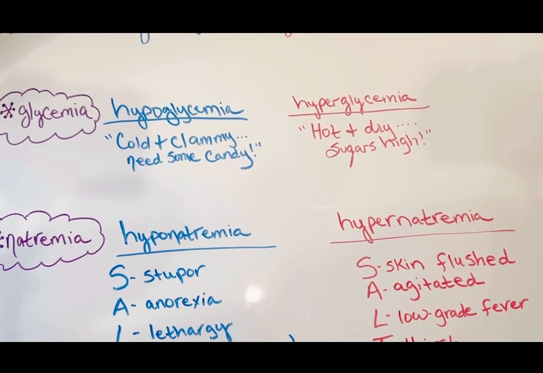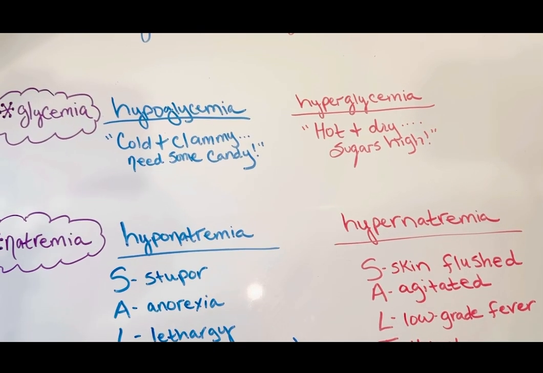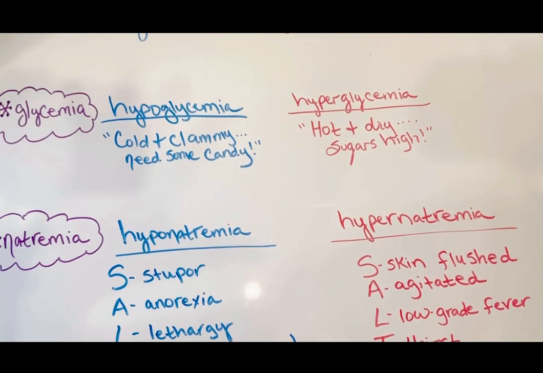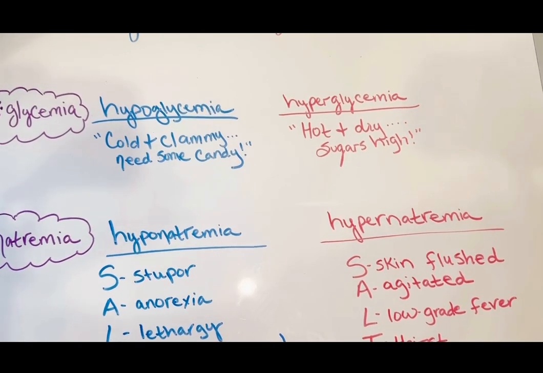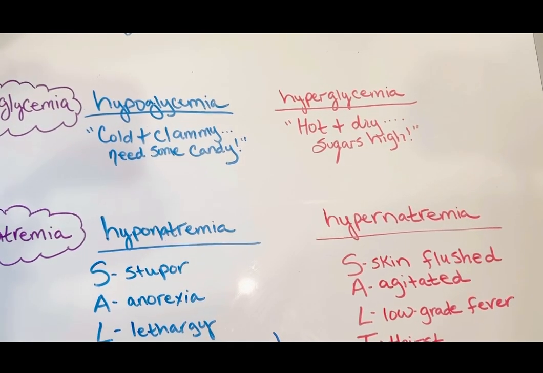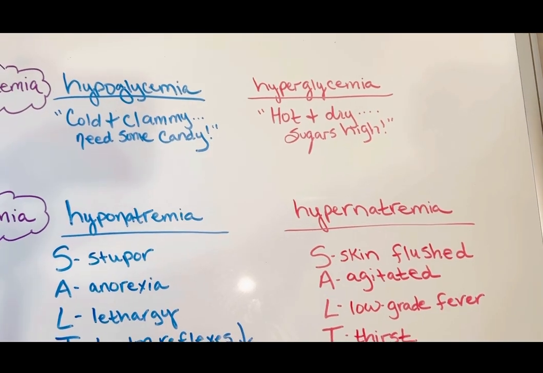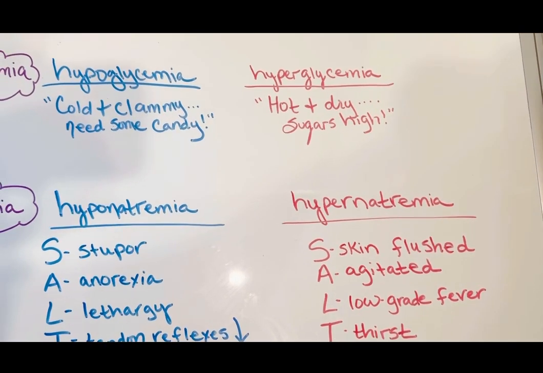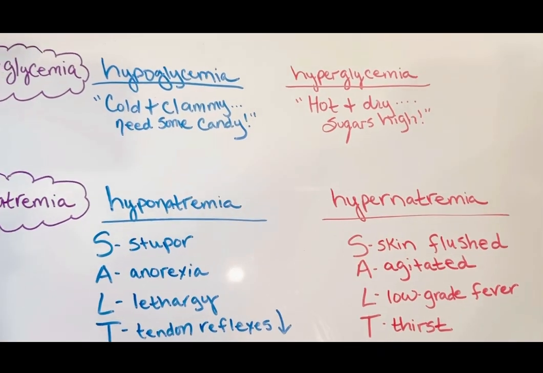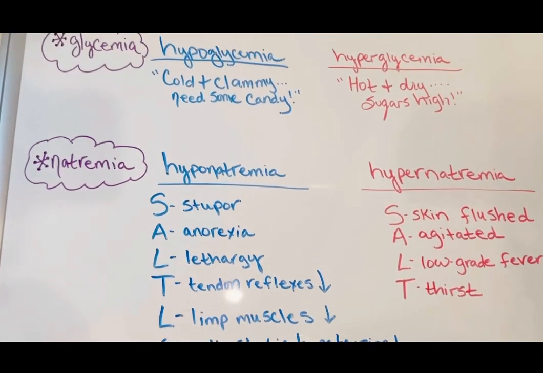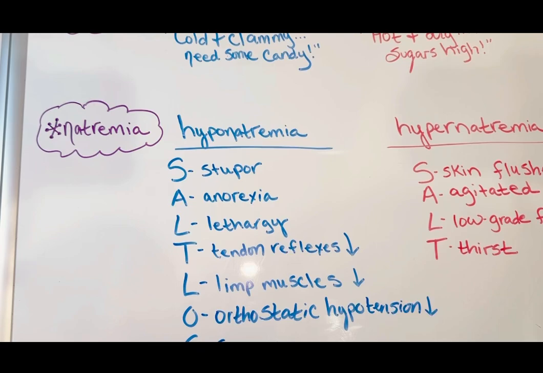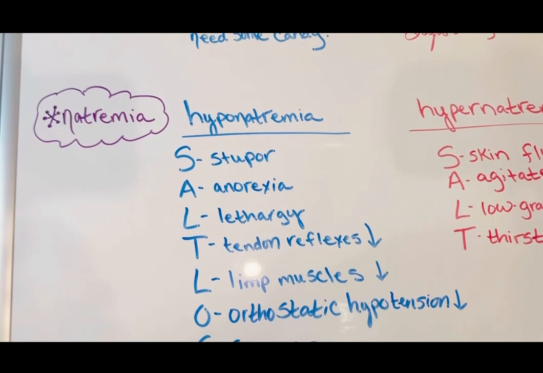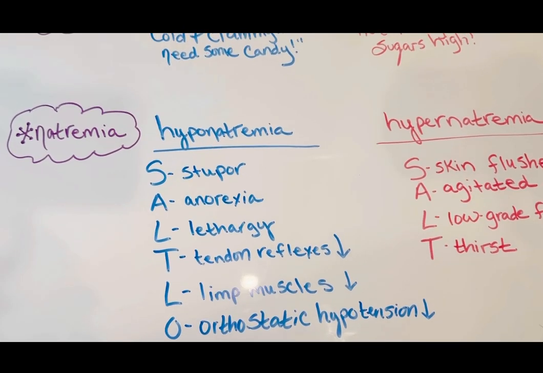Hypoglycemia. Mnemonic, cold and clammy, need some candy. So you're going to feel cold and clammy and yeah, your sugar's low. So hyperglycemia is hot and dry, sugar high. So there you go. Now, so that was sugar. Let's go to salt. So natremia is sodium in the blood, sodium, salt, Na.